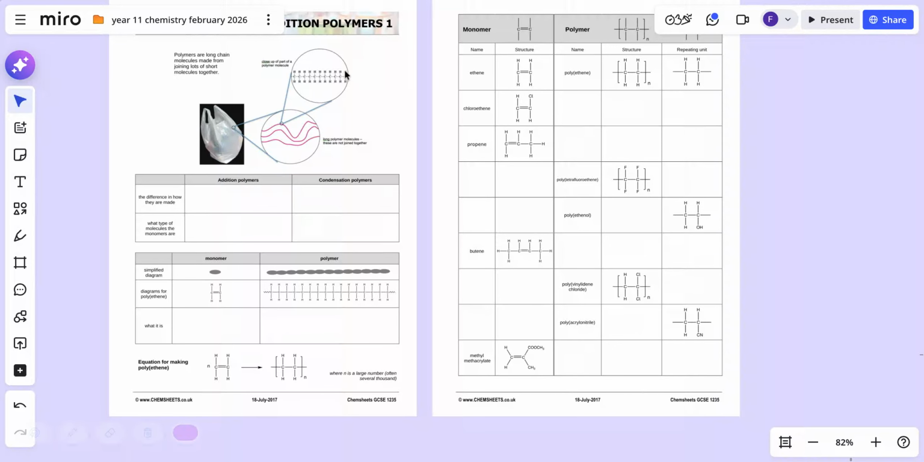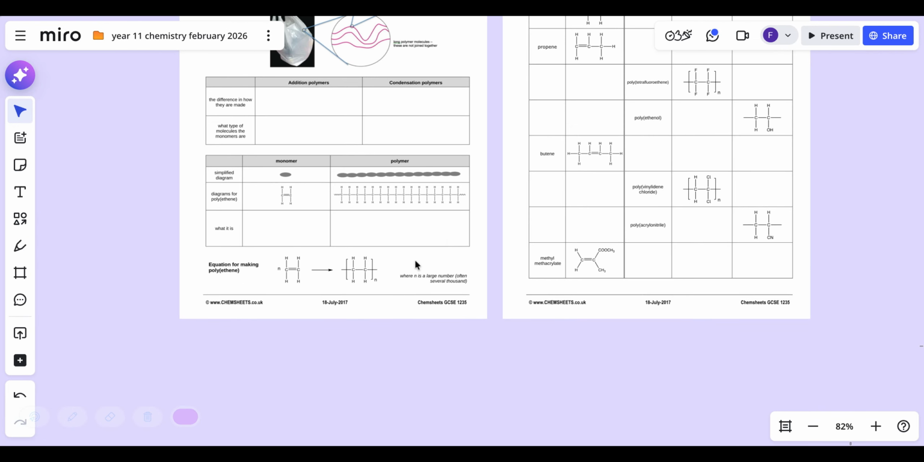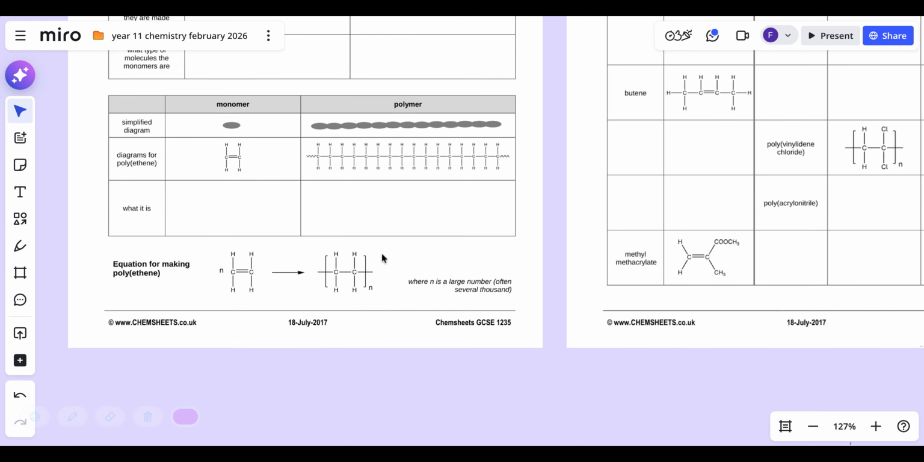Sorted, and it's working. Okay, so what we're doing today is looking at polymers. And I'm going to show you a little trick on this really complicated topic.